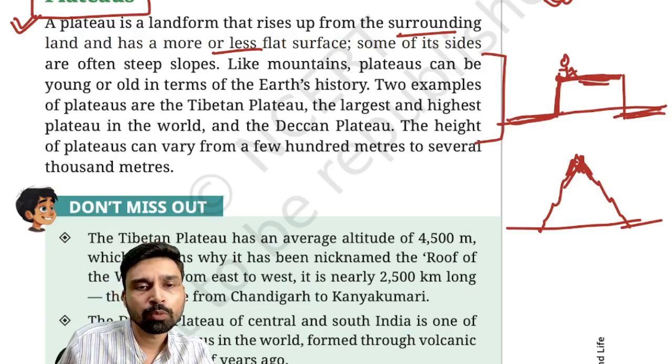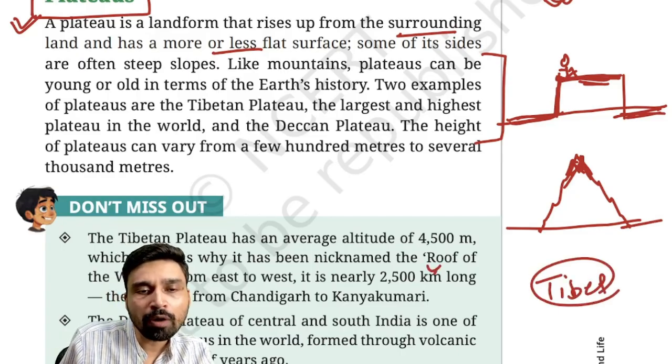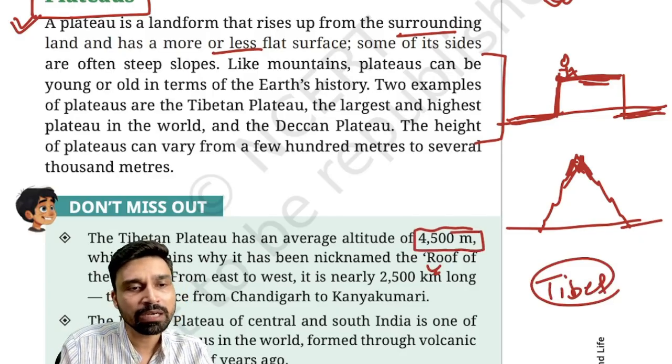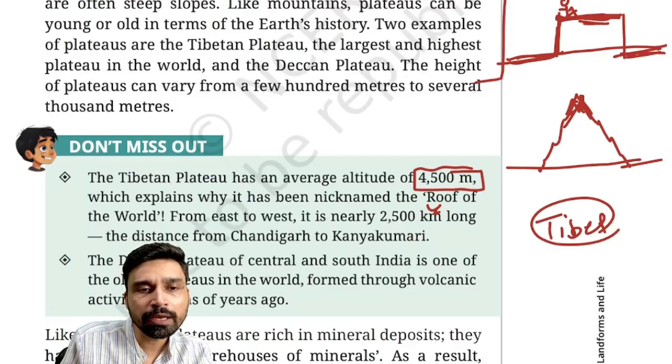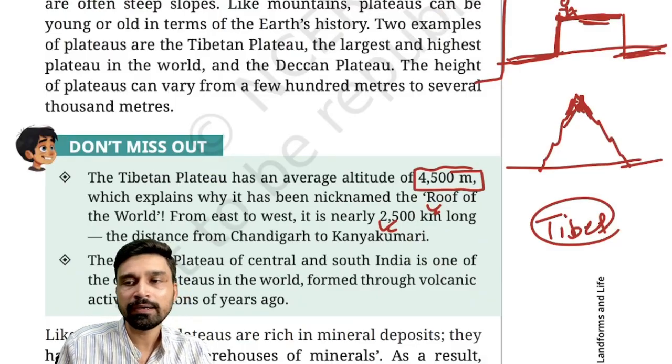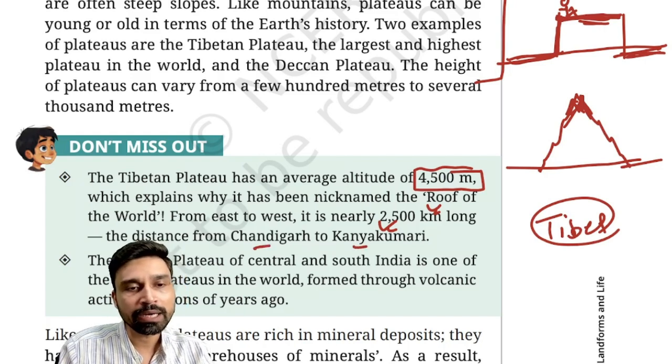Two examples are given here. One, to the north of India, you will find a plateau called the Tibetan Plateau. The Tibetan Plateau, interestingly, is also referred to as the roof of the world. Its average height is believed to be about 4,500 meters. It is also one of the longest plateaus because it stretches all the way to 2,500 kilometers, which is almost the same distance as Chandigarh to Kanyakumari.